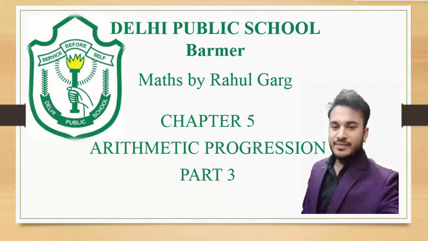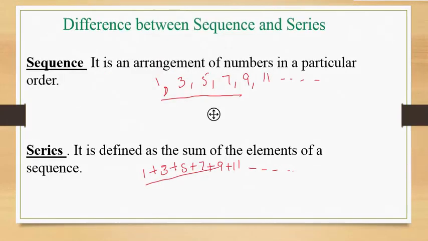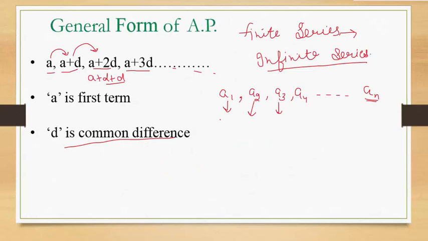This is Rahul Garg, your maths teacher, and we are discussing chapter number 5, that is arithmetic progression. And this is the third part of this chapter. In the last classes, we have discussed the sequence and series, the difference between sequence and series, and progression and sequence. And then we discussed what an AP, that is arithmetic progression, is. And in this we have also discussed common difference.